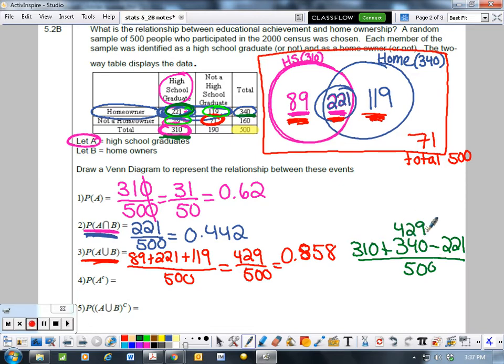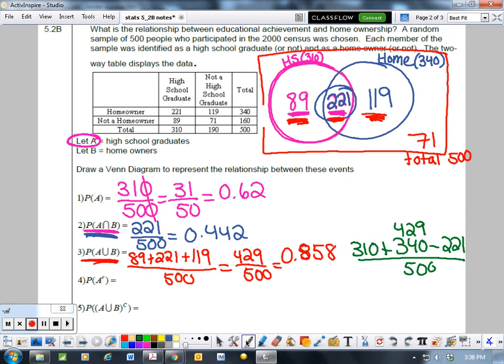So again, either way works out the same. I can look at the little individual pieces. That's what I like about the table. Or I can take my totals, and subtract the ones that were counted twice. Okay, my diagram's starting to look a little complicated here, so I'm going to erase some of this.